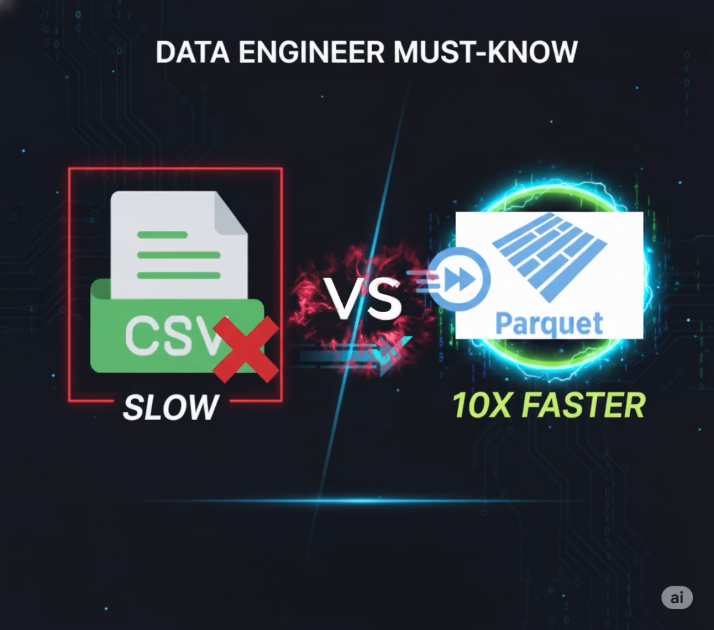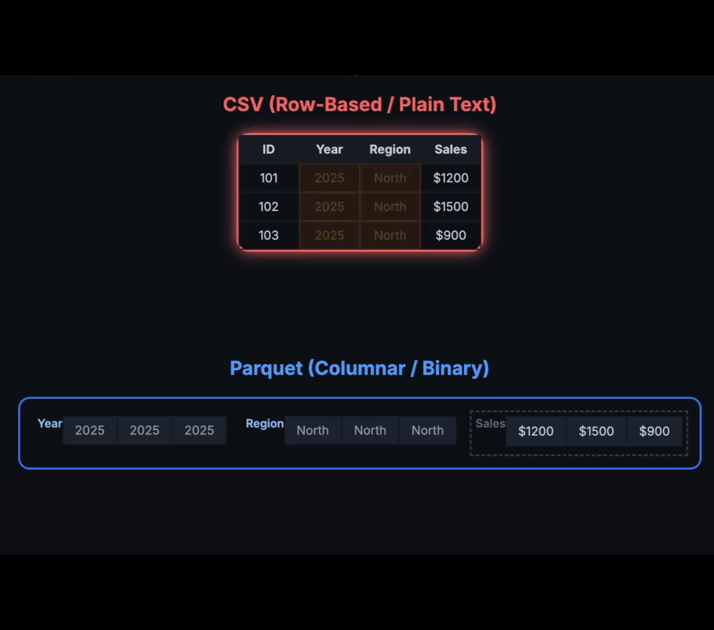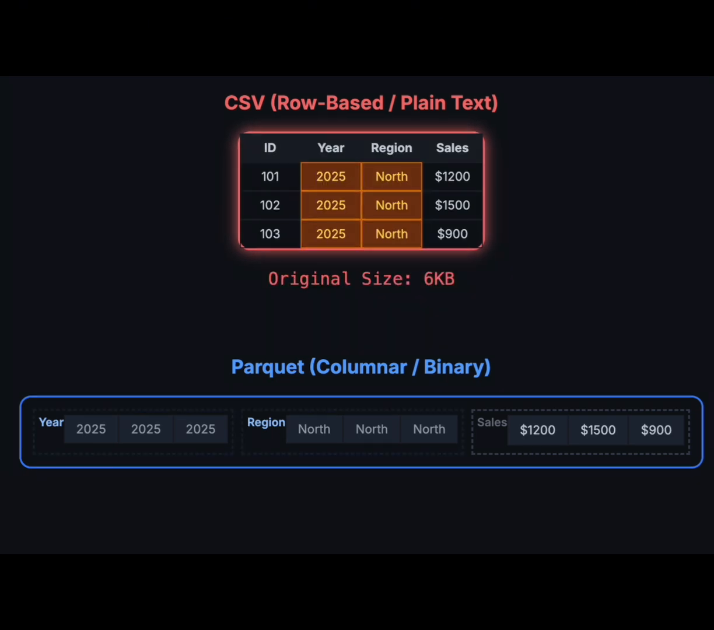As a data engineer, you need to know this difference. Let's take a quick look at how they work. Look at the top. This is the CSV format. CSV stores data row by row in plain text, and every row repeats all its values. In this example, 2025 and North appear again and again in each row.